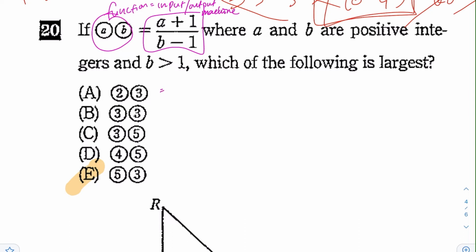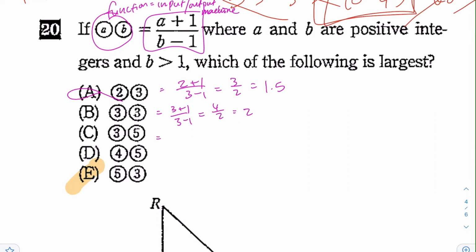So here, for 2 symbol 3, that's 2 plus 1 over 3 minus 1, or 3 over 2. So this is 1.5. For B, you have 3 plus 1 over 3 minus 1, so that's going to be 4 over 2, or 2. So B is winning. For C, that's going to be 3 plus 1 over 5 minus 1, so that's going to be 4 over 4, which is equal to 1. So that's not winning. Next, for D, you have 4 plus 1 over 5 minus 1, so that's going to be 5 over 4, or 1.25. So again, that's not winning.